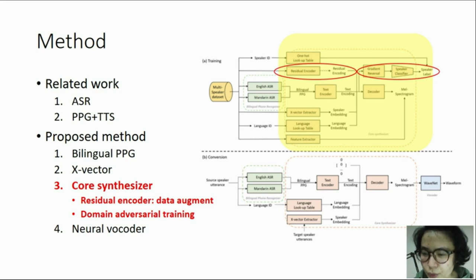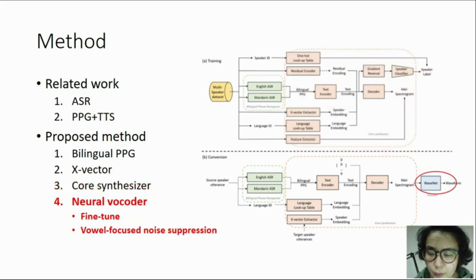We also used domain adversarial training to encourage the output of the text decoder to encode PPG in a speaker-independent manner by introducing a speaker classifier based on the text decoding and a gradient reversal layer. It has shown good performance in TTS training, so it is reasonable that we apply this adversarial training to voice conversion core synthesizer training. They have a similar structure.